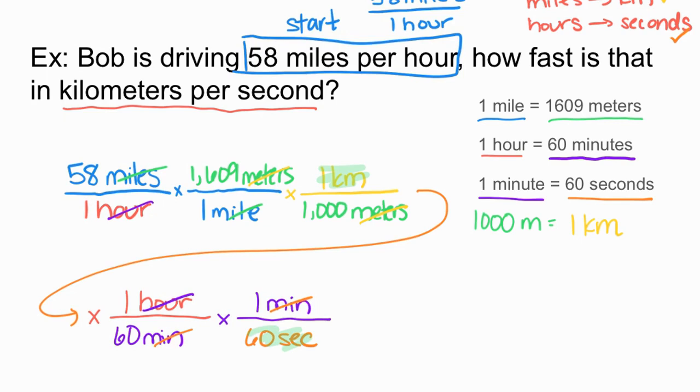So as I do this, remember you're going to multiply anything across the top and divide anything across the bottom. So I'm going to do 58 times 1,609, and then I'm going to hit equals in my calculator. I'm going to divide by 1,000 because it's on the bottom, and hit equals. Then I'm going to divide by 60 because it's on the bottom, and hit equals. And then I'm going to divide by 60 again and hit equals, and that gets me my final answer. So my final answer, when I do that, I get 0.0259. And because it started out as a compound unit, it's going to end as a compound unit. So this is going to be kilometers per second.